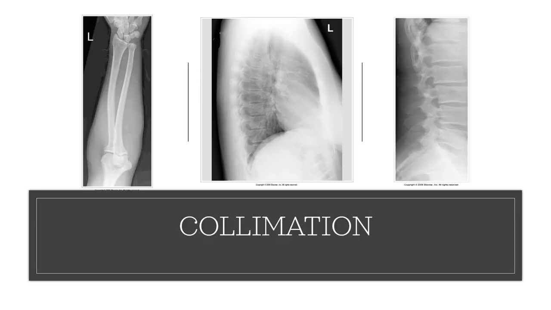Collimation. I have three examples here with some collimation. Let's see which ones are good or not. Forearm. It appears to have adequate collimation. You can see both joints and the surrounding tissue. Lateral chest. You can see all anatomy is present and the collimation is acceptable. The lateral L spine. The collimation has been overcollimated and needs to be repeated. The anterior portion of the vertebra have been cut off.